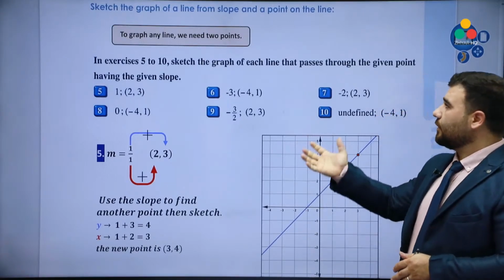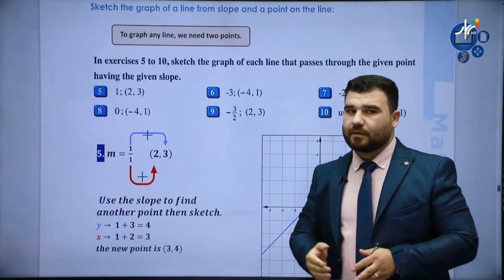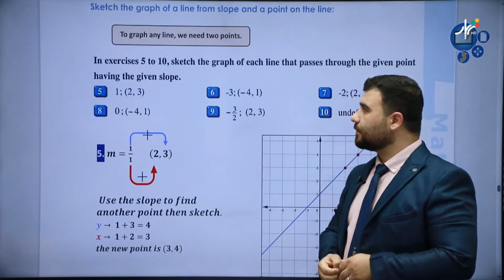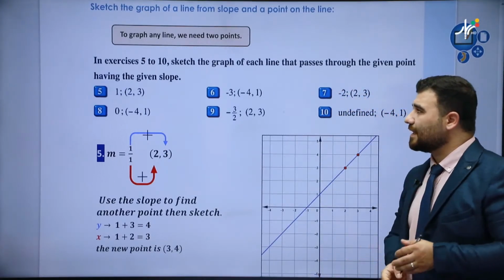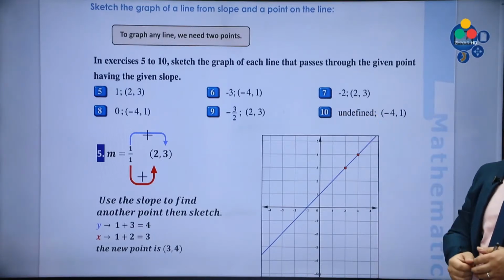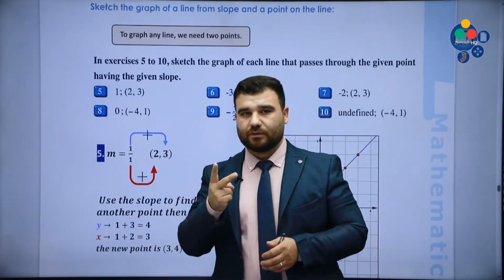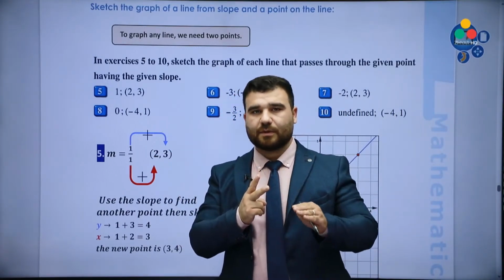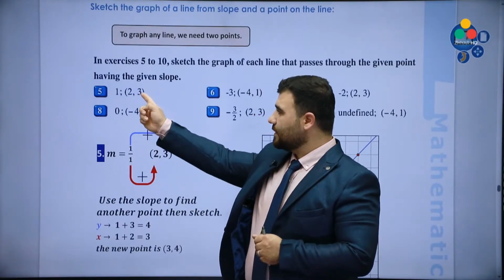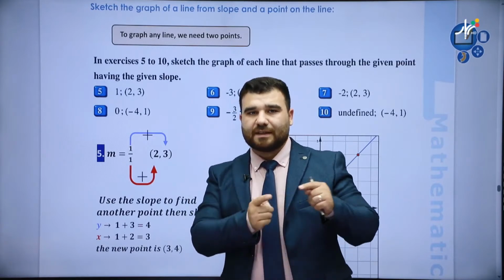Now we are going to find points. In exercises 5 to 10, sketch the graph of each line that passes through the given point and the given slope. To graph any straight line, we need 2 points and a straight line between them. 1 point is given, the slope is given. Now we're going to use the slope to find another point.